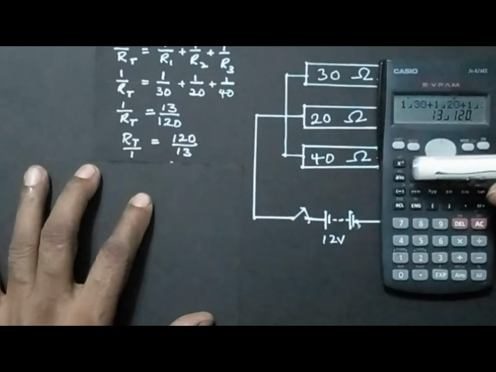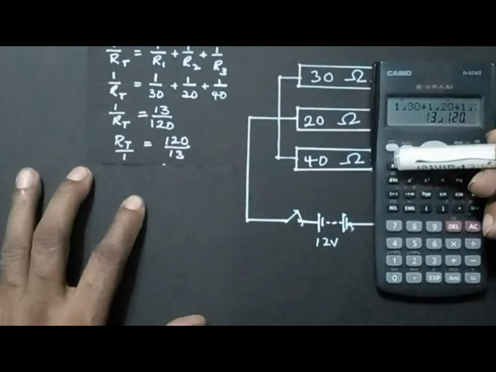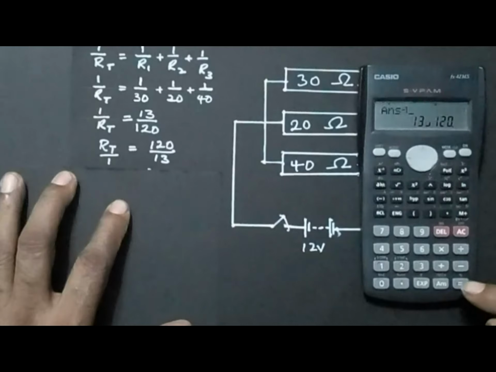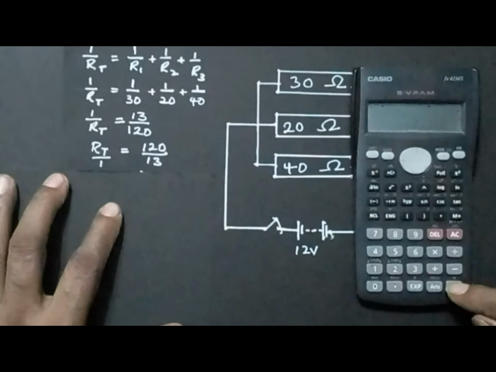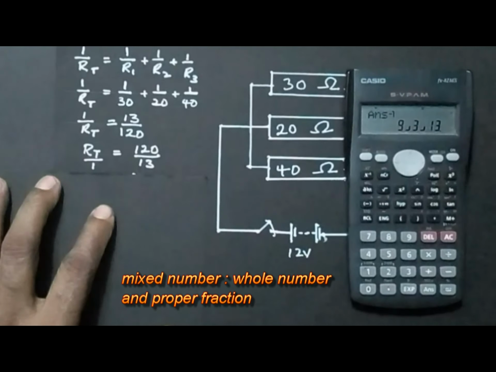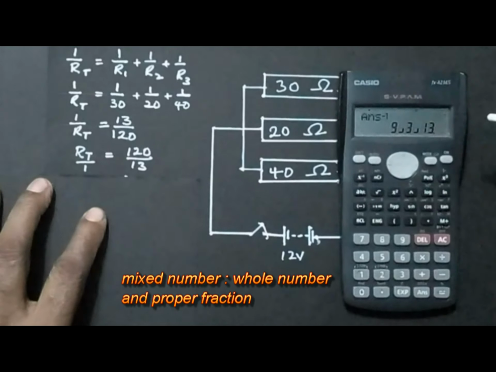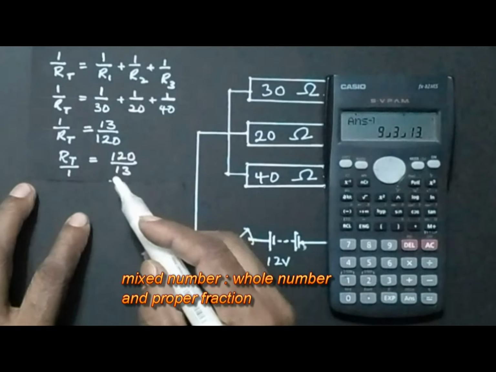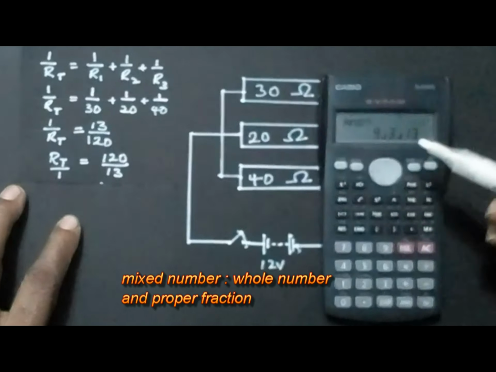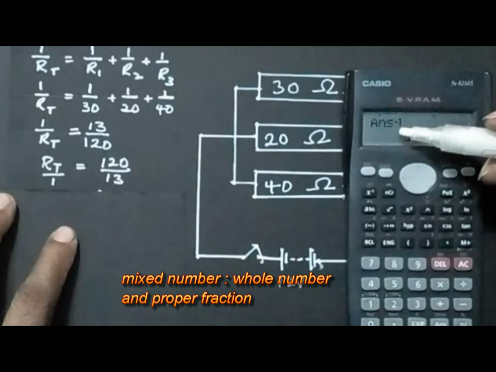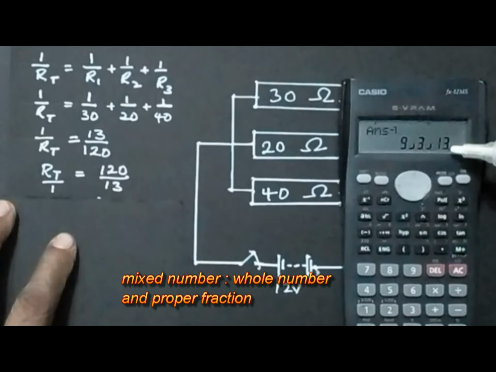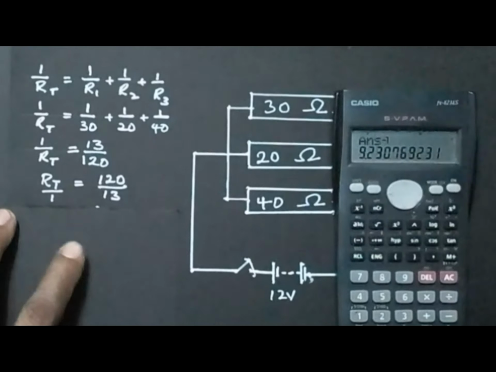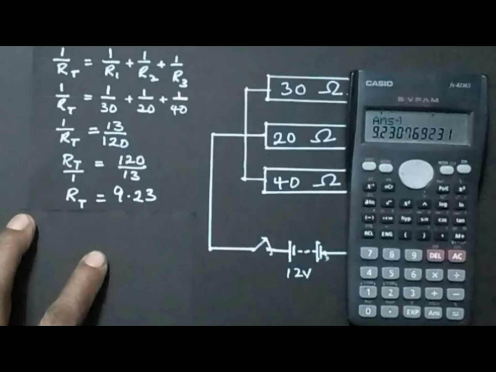So if we invert that, which is this x to the minus 1 button, we invert that, and we get 9 and 3 over 13. So this shows us the improper fraction. This shows us the whole number part plus the proper fraction part. If we press this same button again, now what we get is 9.23.